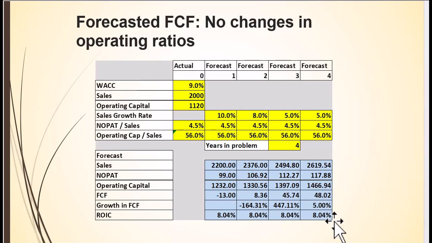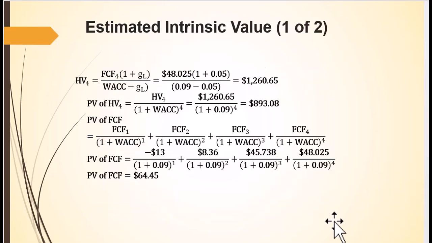So let's plug this into our formula. What is the value at the end of year 4? We had that 48.025, 1 plus the growth rate, divided by the difference here, and that's 1260. What's that present value? 893.